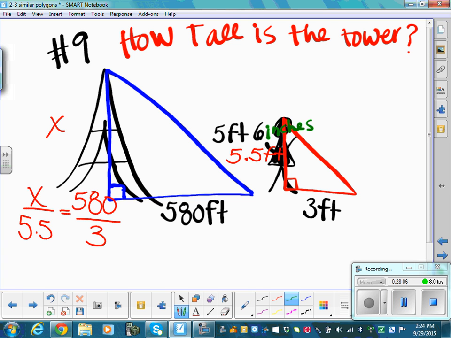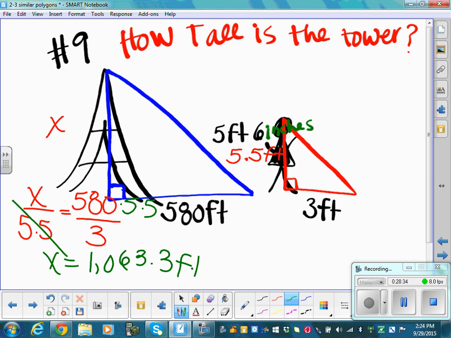So we're going to cross multiply by what? 5.5. Multiply both sides by 5.5, but on this side it's going to divide out. Now x is by itself, true? Yes. So let's do that on our calculator. 580 times 5.5, then divide it by 3. And 90, and then it goes to 1,603. Very good.